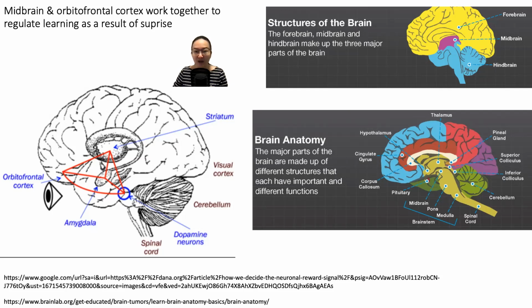You can also see the brain anatomy here. We have hypothalamus, thalamus, pineal gland, as well as other parts like cerebellum. And here's the brain stem. You can see the midbrain here again, here in the middle. Pons and medulla here.